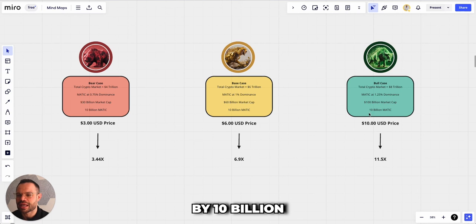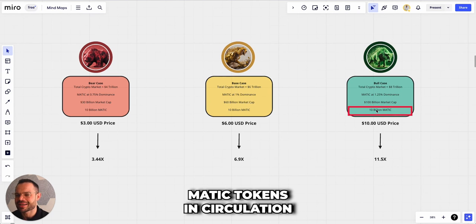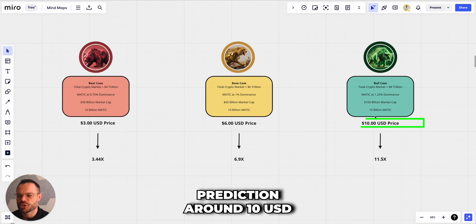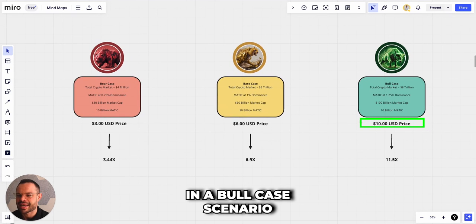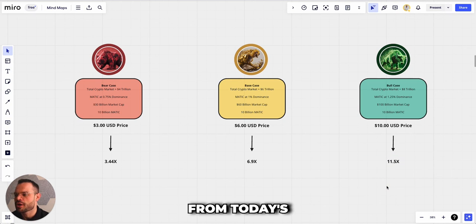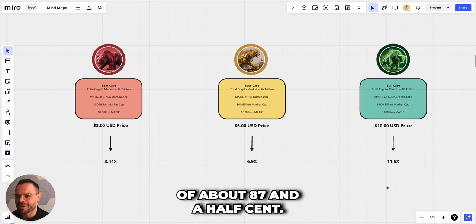And then dividing that by 10 billion MATIC tokens in circulation gives us a price prediction around 10 US dollars for MATIC in a bull case scenario at the peak of this bull cycle. That would be an excellent 11.5x return from today's prices of about 87.5 cents.